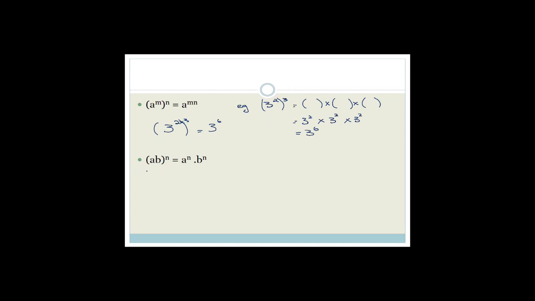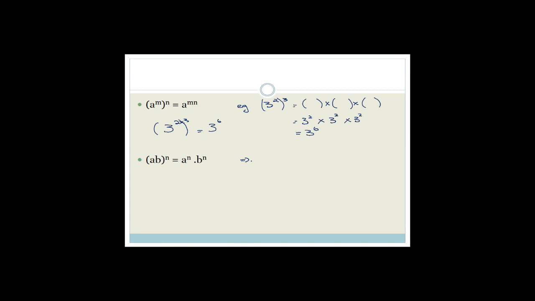Now, the next rule says, if we've got ab to the power of n, that can be rewritten as a to the n times b to the n. Okay, so what are we saying? We're saying that everything inside the bracket is given the power of the thing outside the bracket.